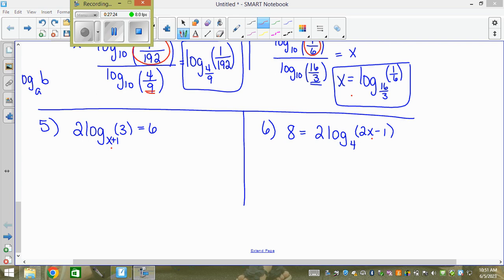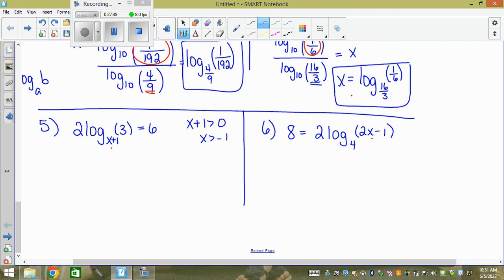Okay, the base of your log and what's beside your log can't be what? No, but the base of your log and what's beside your log can't be what type of number in the number system? Negative or 0. They can't be 0 or negative, correct? So before I start this one, I have to say x plus 1 has to be greater than 0. So x has to be greater than negative 1. And this one I would have to say 2x minus 1 has to be greater than 0. 2x has to be greater than 1. X has to be greater than a half. If I divide by a negative, that's the only thing that switches that inequality sign, right? So we have to make sure we state our restrictions.